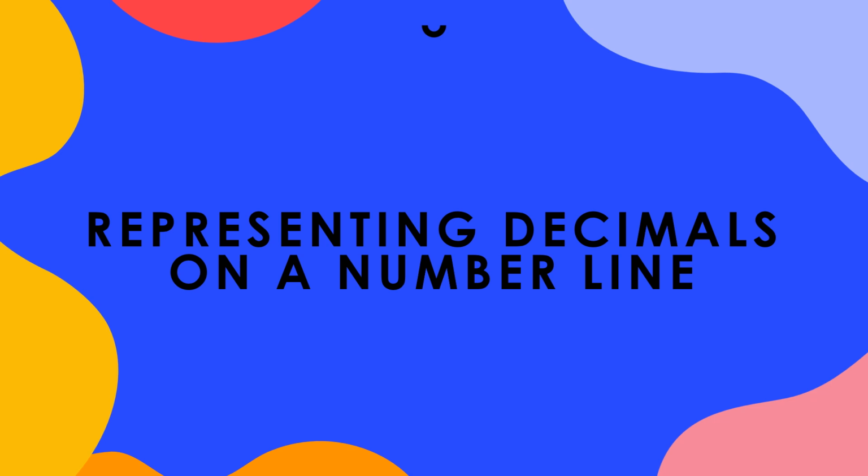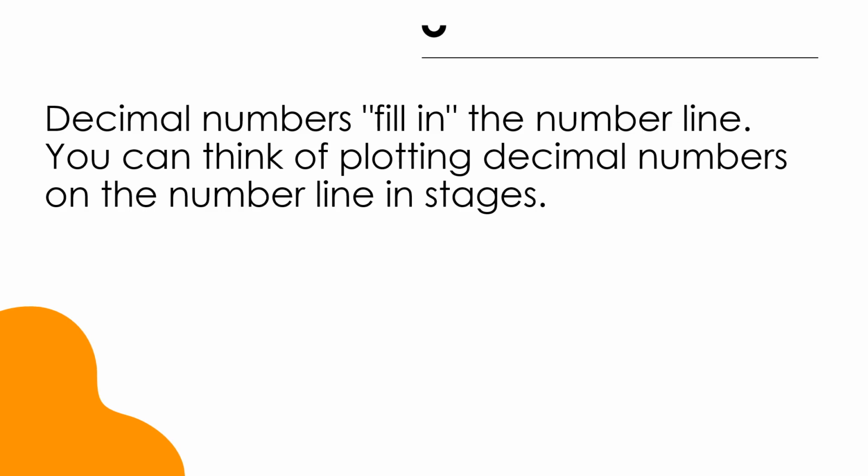All right, so for our last topic, representing decimals on a number line. Decimal numbers fill in our number line. So if you're thinking of a regular old number line that goes 0, 1, 2, 3, 4, or -3, -2, -1, 0, 1, 2, 3, the decimal numbers are what fills in those little blank spaces in between the whole numbers or the integers.